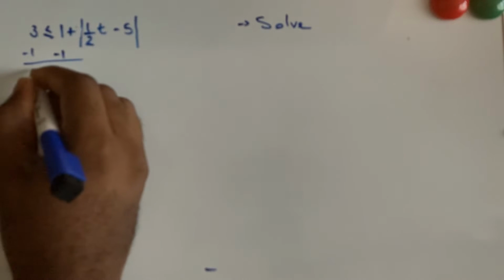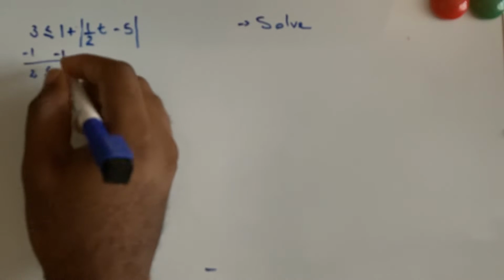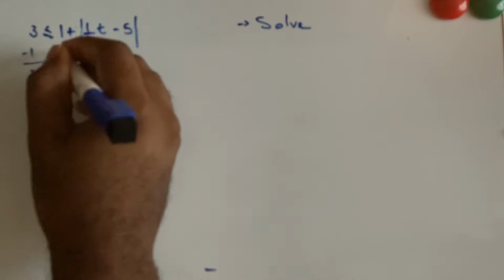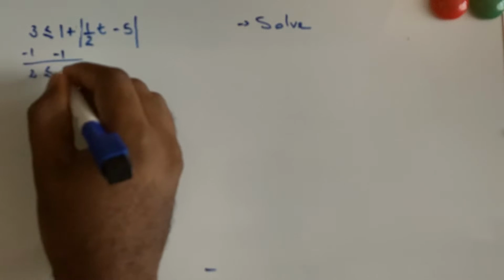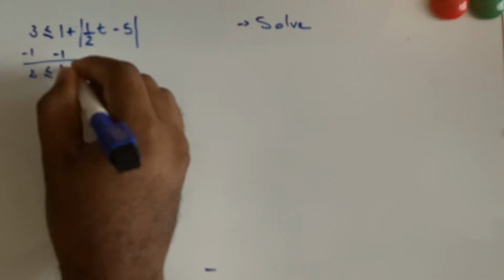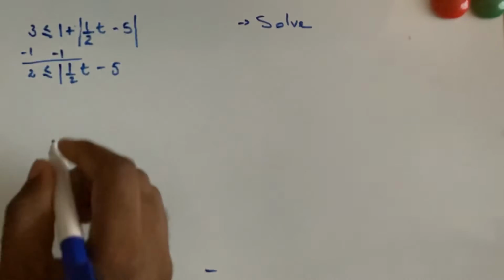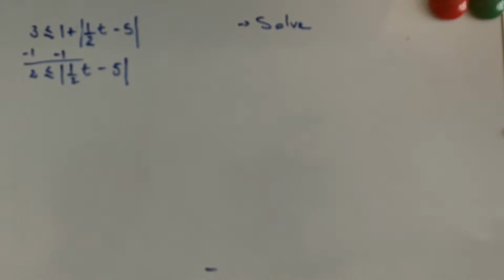Once you do that, you have positive 2 less than or equal to, this is cancelled, 1 minus 1 is 0. So 2 less than or equal to absolute value 1/2 t minus 5. Okay, all right, so you have this.